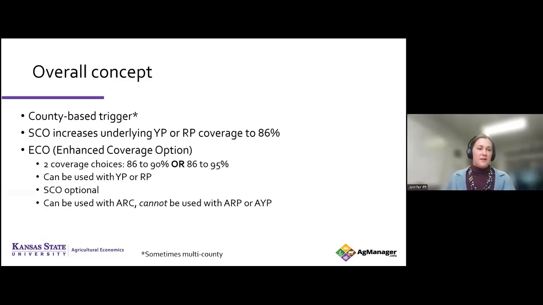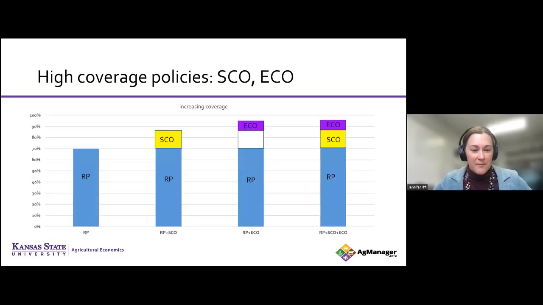First of all, SCO increases your underlying coverage up to 86% on a yield or revenue policy using a county-based trigger. A related policy is the Enhanced Coverage Option. I'm not going to talk about this too much, but it will come up again in the conclusion. It takes you from above that 86% up to 90 or 95%. You don't have to use SCO with it, and you can use it with ARC. So it's potentially a tool some producers might be interested in.